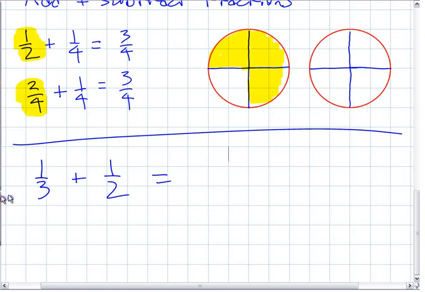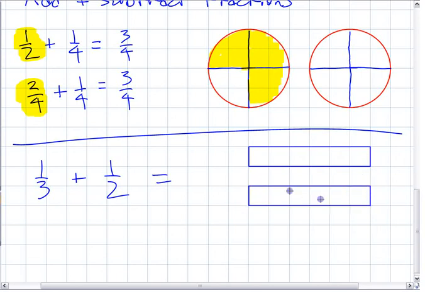I'm going to use rectangles for this. I'm going to use fraction strips for this. I'm going to make them this long because I know what I have to do with this. So I'm going to make one like that, and I'm going to make another one like that. The first fraction is 1/2, right? No, it's not. It's 1/3. I'm going to divide this into 3 pieces, and I'm going to shade one of them.